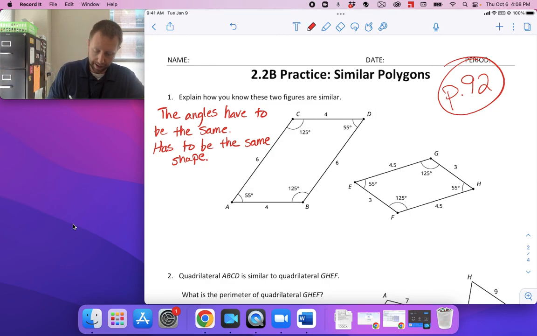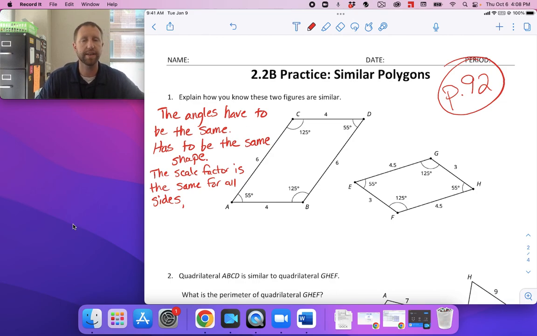So let's put that down, that the scale factor is the same for all sides. And let's actually figure out what that is. Let's put a little comma there because we're going to finish off that sentence with what the scale factor actually is. The scale factor is the same for all sides, comma, and then we'll say what that scale factor is. So how do I find scale factor? Okay, this was a big part of 7th grade.